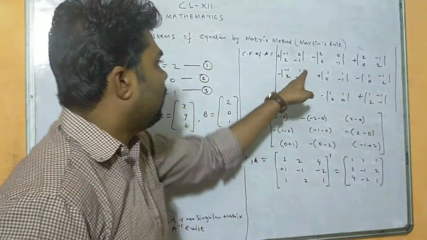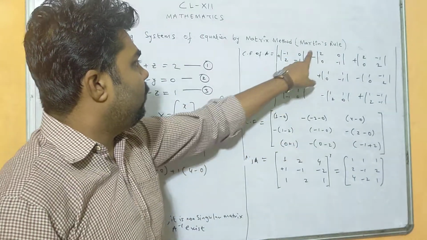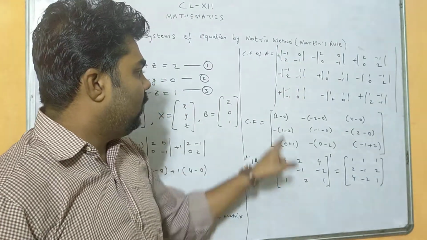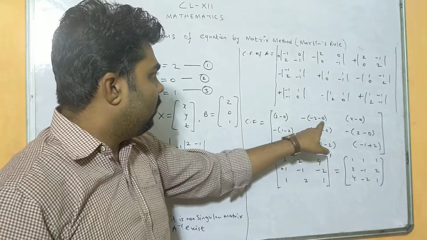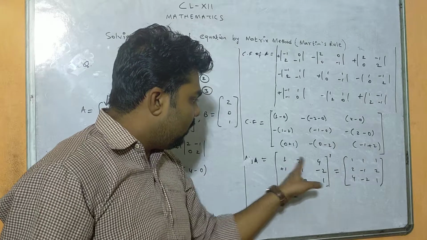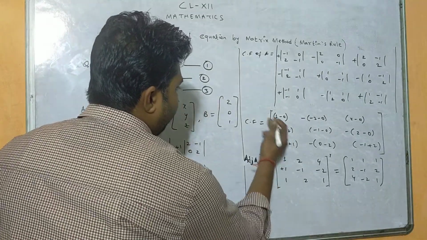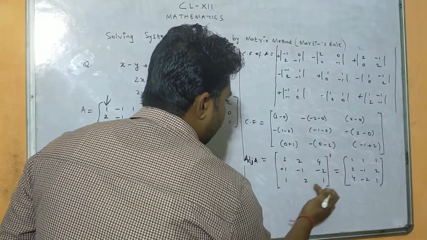Then you will solve this one: -1 into -1, that is 1, by the formula, minus 2 into 0, 0, that is 1 minus 0. So 1 minus 0 is what? 1. Similarly, you solve for each and every block, and you will get this, right? Now here you see we got the adjoint of A, so after solving, these are the answers.